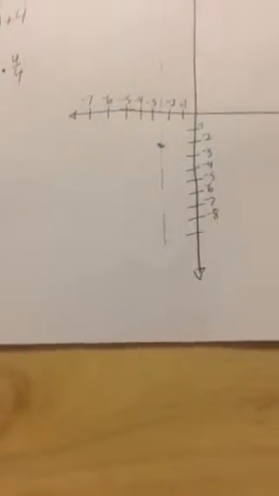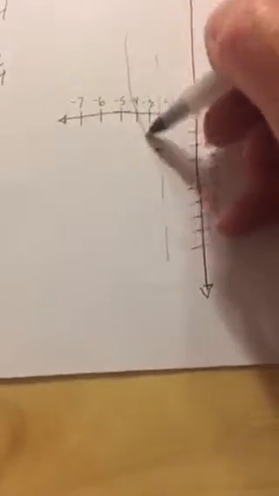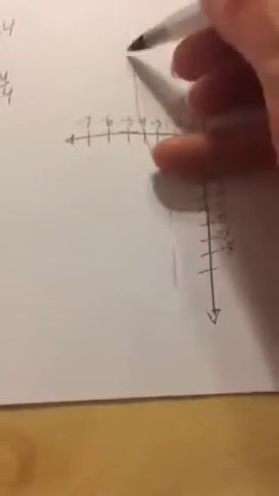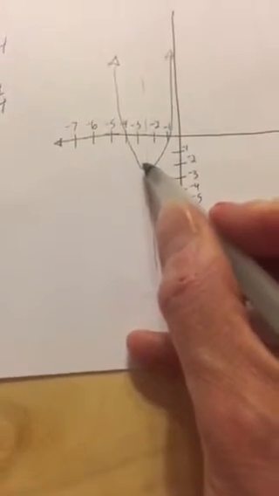And it's going to open upward like this. And the vertex is here at negative 5 halves and negative 9/4. And I've graphed that one. I'm going to go on to the back side.